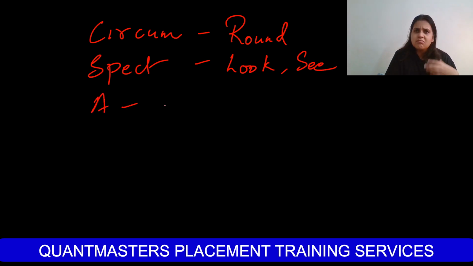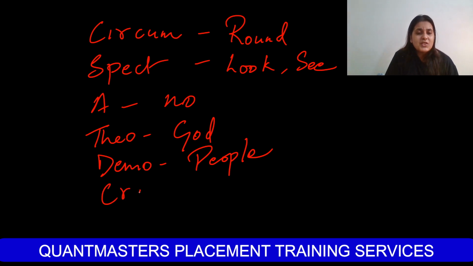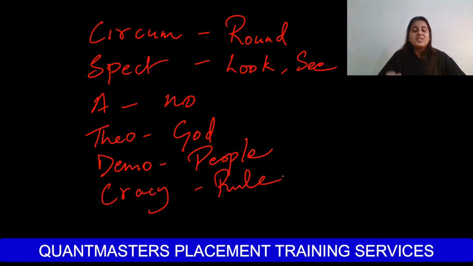Apathy, amoral, atheist. A means no. Very good. Theo. What is the meaning of theo? Theo means God. Theology is a study of God. Theology is a study of religion. Wonderful. What is demos? When you say democracy, demo means people. Wonderful. What is cracy? Cracy means rule. Very good. Democracy, autocracy. Auto means self.